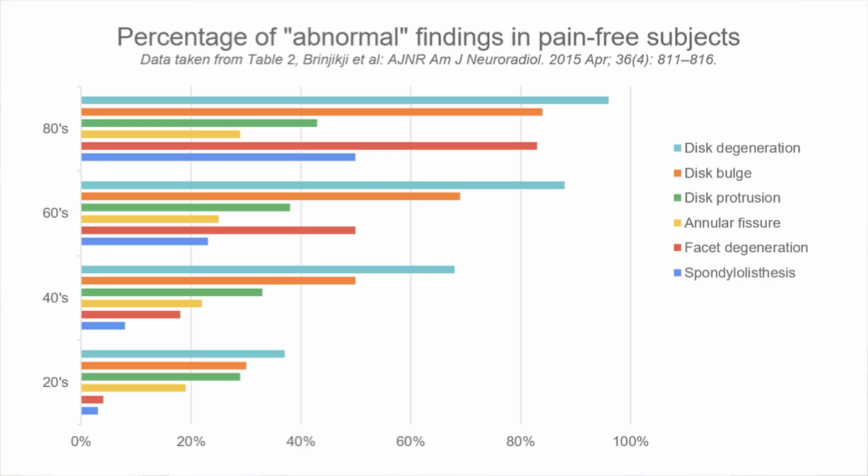I often review this chart with my patients, which demonstrates the percentage of quote-unquote abnormal findings on MRI in healthy, pain-free subjects. Much of the time, these findings are really normal for age, like wrinkles, and are not clinically significant. By our 40s, around 40% of us will have disc protrusions, 50% will have bulges, and 70% degenerative disc disease. And the numbers go up from there.